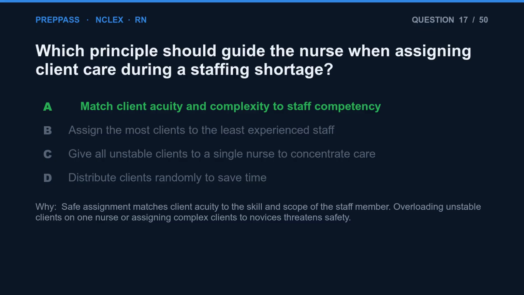The correct answer is that safe assignment matches client acuity to the skill and scope of the staff member. Overloading unstable clients on one nurse or assigning complex clients to novices threatens safety.